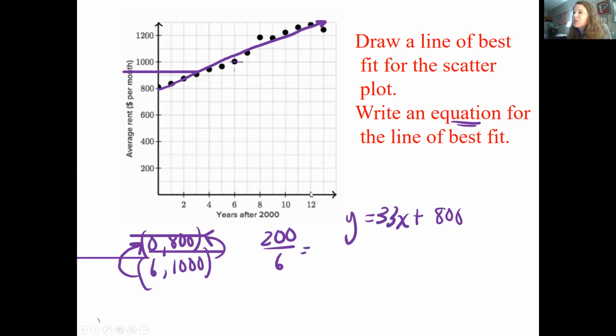Cool. So let's check a point. Let's check 12 years after 2000. So according to our equation, the rent should be around, let's do 33 times 12, and then we're going to add our y-intercept of 800. So I get about $1,200. And this point is just above $1,200. So that point's a little bit below our line, but it's not very far off, right? It's pretty close to what we see on our trend.